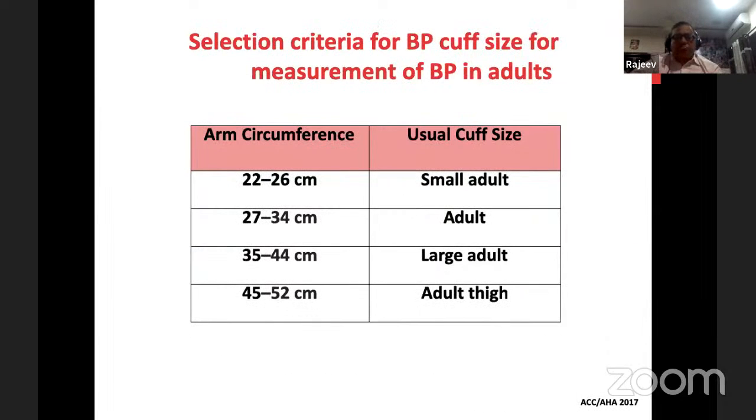The selection criteria for BP cuff size for measurement of blood pressure in adults. So 20 to 26 centimeters of arm circumference is called small adult. For adult, 27 to 34; large adult, 35 to 44; adult thigh is 45 to 52.